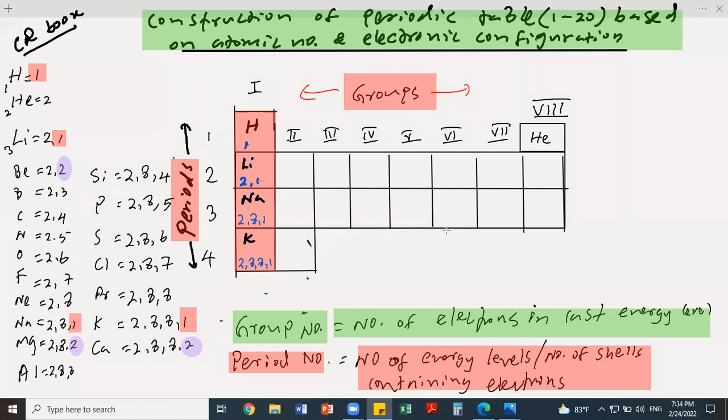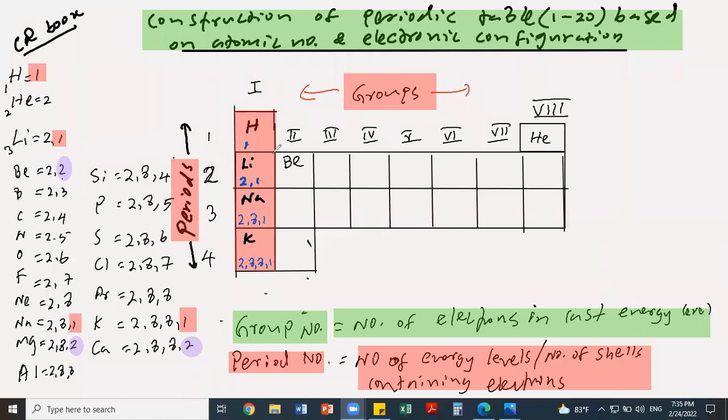Okay, now let's continue. Who can tell me to which group and to which period beryllium belongs? Beryllium has outermost 2 electrons, therefore it should belong to which group? Which group means which column, and which row? Mandusha? Beryllium should belong to which column and which row? Second group. Which row or which period?